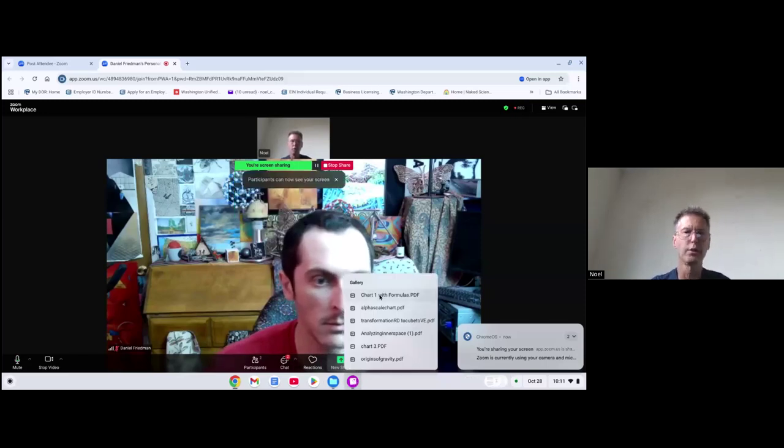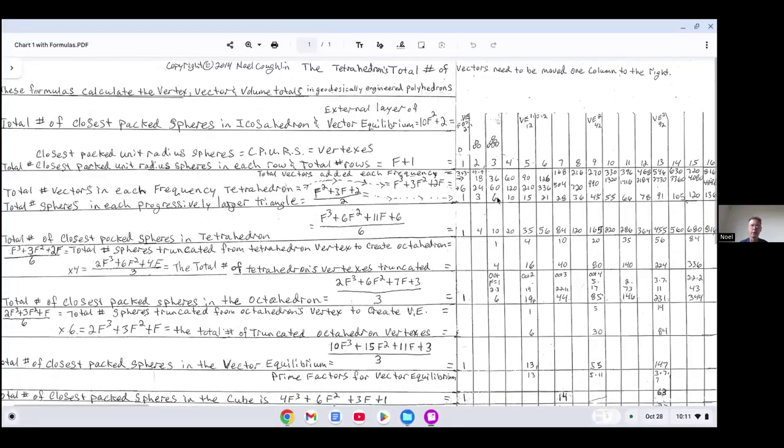So this is the first chart that I drew up. Can you see my cursor there? So I just put all the natural numbers, 1, 2, 3, 4, 5, 6, 7, 8. When you add these together, 1 plus 2, you get 3 right here. And that's shown here. When you add 3 more spheres to the edge length, your closest packing unit radius energy spheres, you get these 6 shown here. So here are the triangular numbers. Here are the tetrahedral numbers.